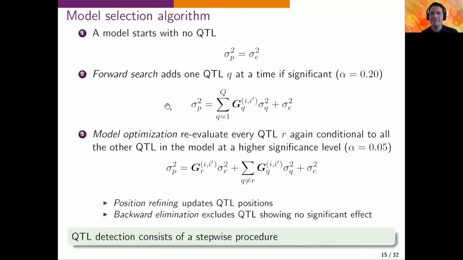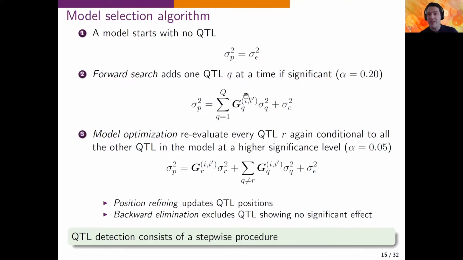So a model selection algorithm we've tested and used has 3 steps, and Peter just showed us a way of doing it more manually. And actually in QTLpoly, you can do it manually, but we have an automatic function to do it for us, and it follows this. First, a model starts with no QTL. Second, a forward search adds QTL one at a time, using a more relaxed genome-wide significance level of, let's say, 20%.